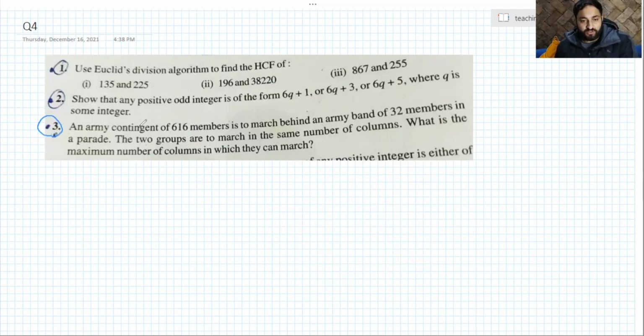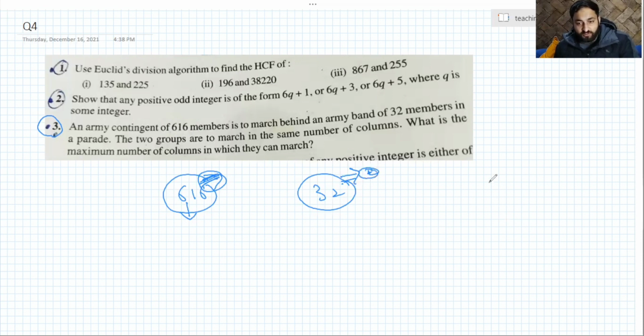An army contingent of 616 members is to march behind an army band of 32 members in a parade. We have two groups, 616 and 32 members. You are going to divide them in such a way that they should make an equal number of columns. You should make as many columns out of 616 as you can make out of 32. So simply you have to do HCF. Okay, how to do it?